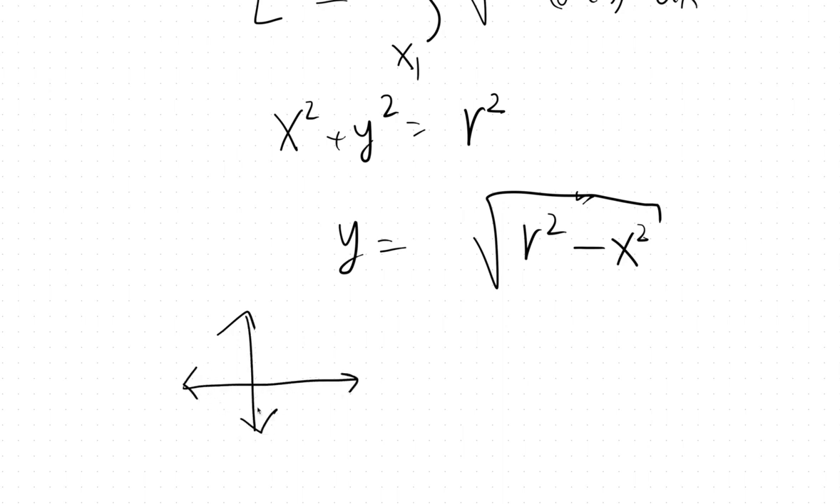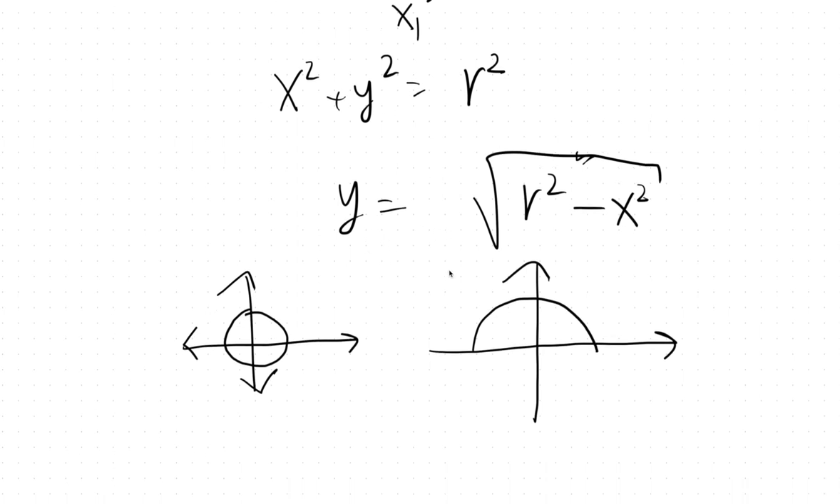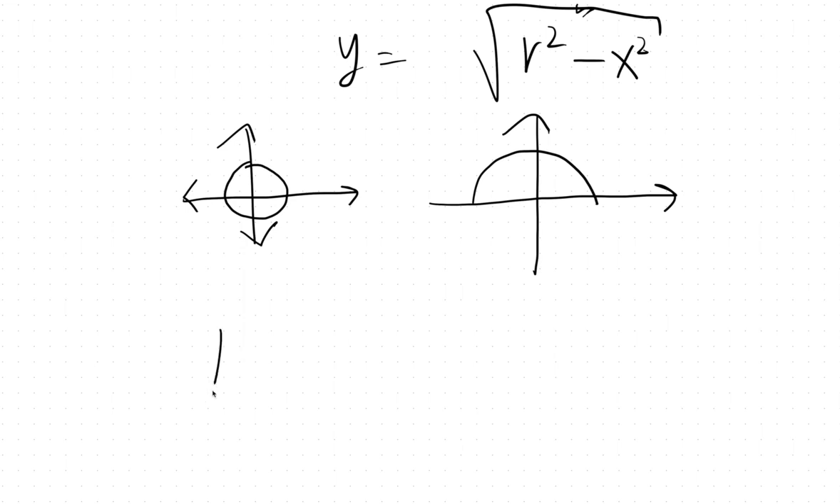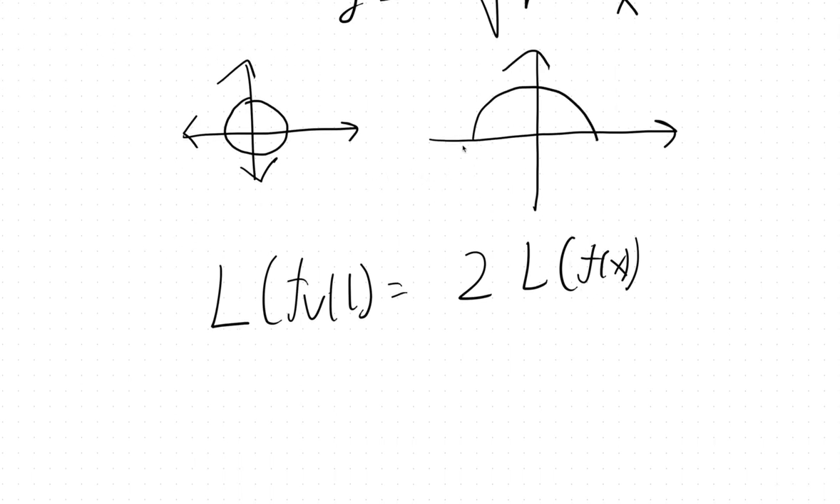If we plot the first one, we get a circle like this of radius r. But for the second one, if we plot it, we get this, because a square root is always positive. That's by definition. So basically the length of a full circle is equal to 2 times the length of f of x, right? Because this is basically half of this graph right over here.